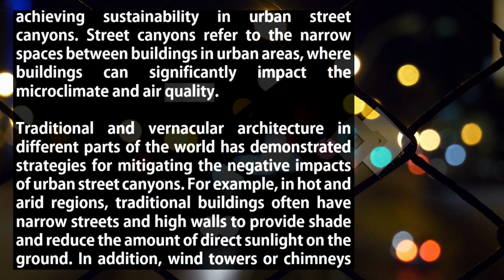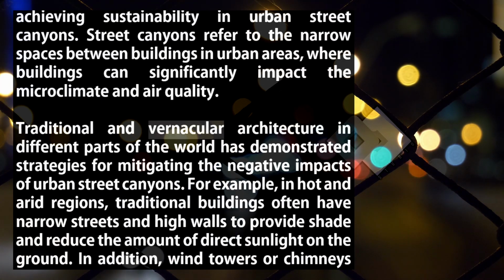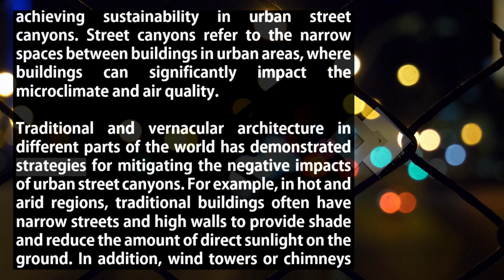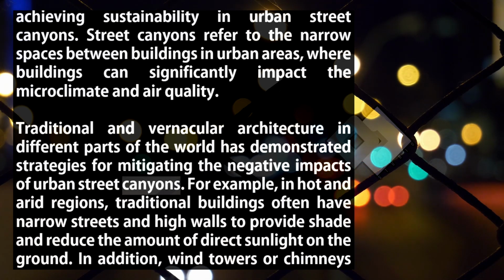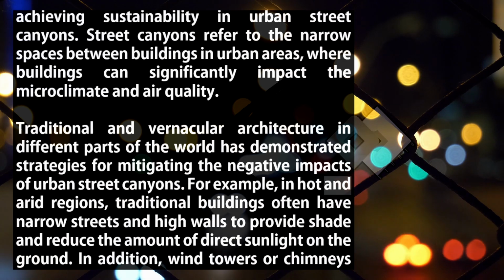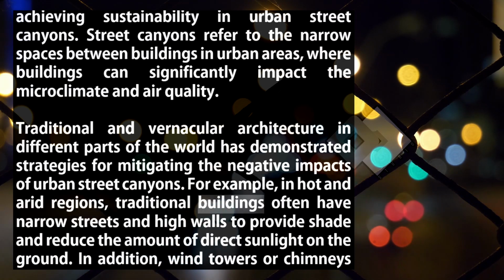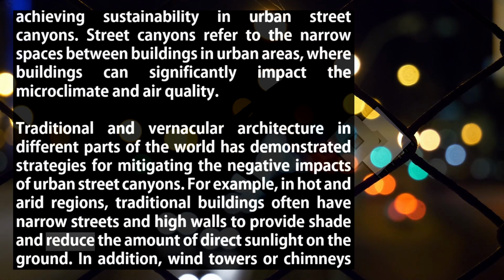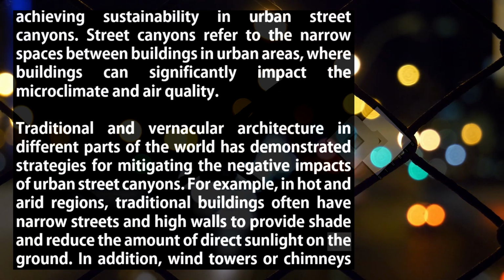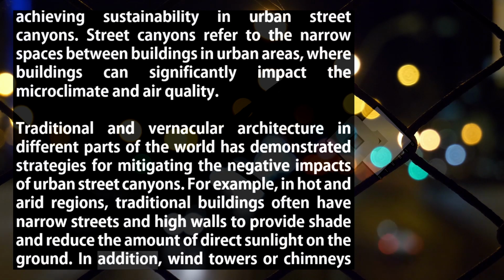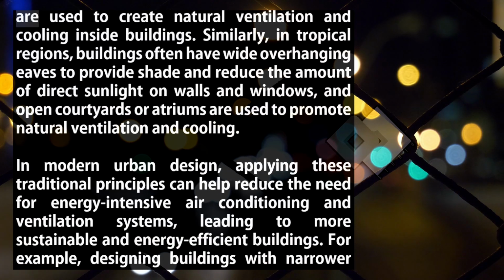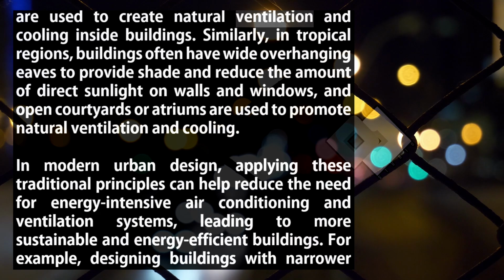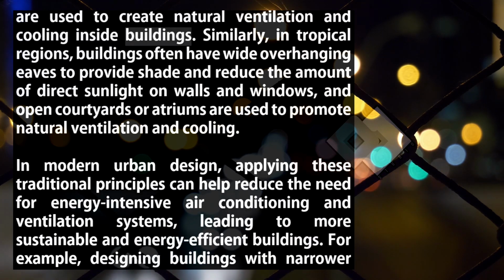Traditional and vernacular architecture in different parts of the world has demonstrated strategies for mitigating the negative impacts of urban street canyons. For example, in hot and arid regions, traditional buildings often have narrow streets and high walls to provide shade and reduce the amount of direct sunlight on the ground. In addition, wind towers or chimneys are used to create natural ventilation and cooling inside buildings.